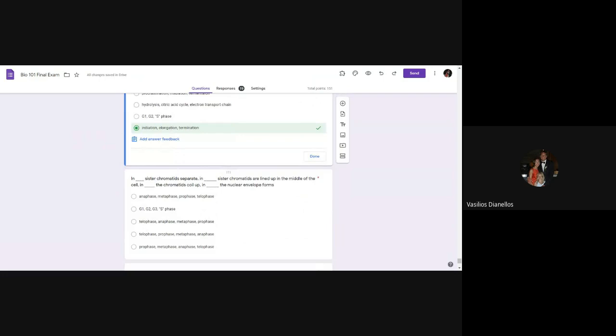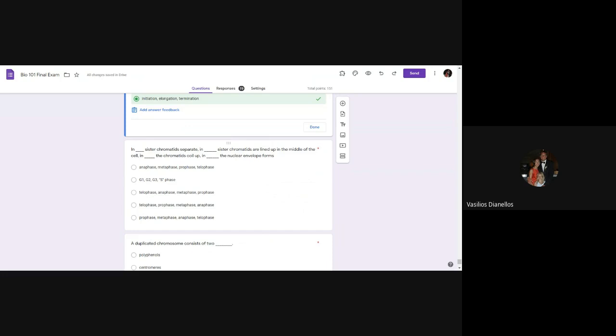All right, here's a commonly missed question. It was missed the first time on the first exam, and now it was missed again because people, I mean, I can understand what they're thinking. Anyway, this question does not ask you to put the phases of mitosis in order. Otherwise, the correct answer would be prophase, metaphase, anaphase, telophase. This asks you what happens in each phase.